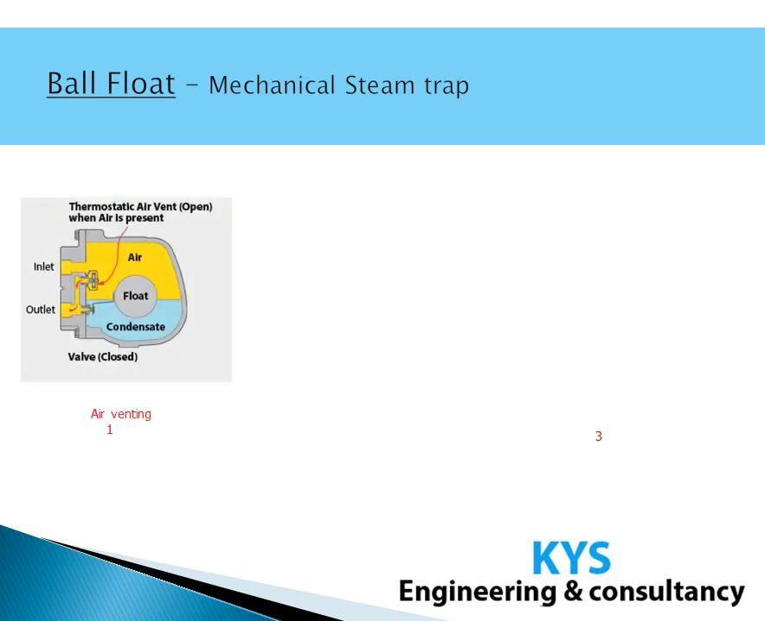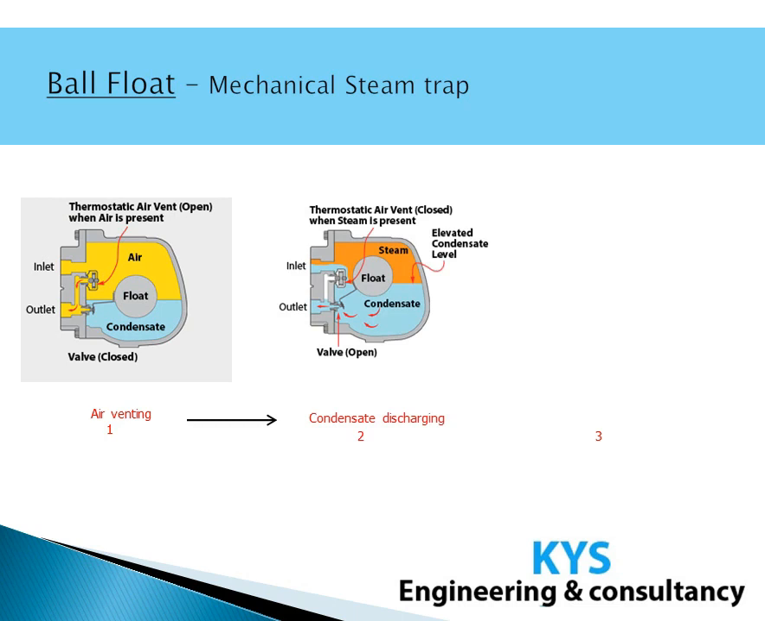At startup, the thermostatic vent valve is open. Air and non-condensable gases are quickly discharged through the thermostatic vent valve. Cold condensate starts filling the trap body, and as soon as it fills up to a certain level, the float rises and opens the valve. The cold condensate starts getting discharged through the open valve and also from the open vent if the entire trap body is filled with cold condensate.